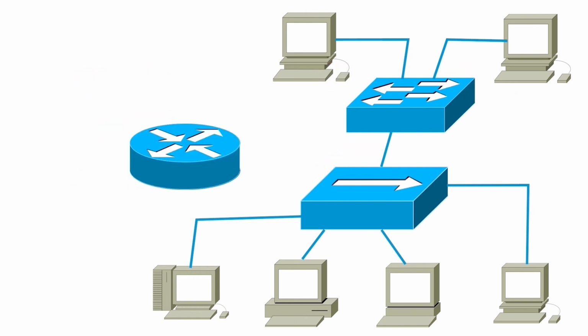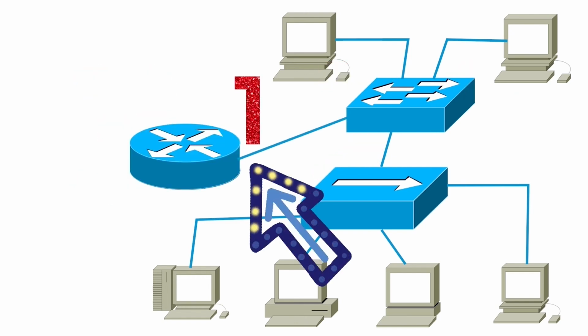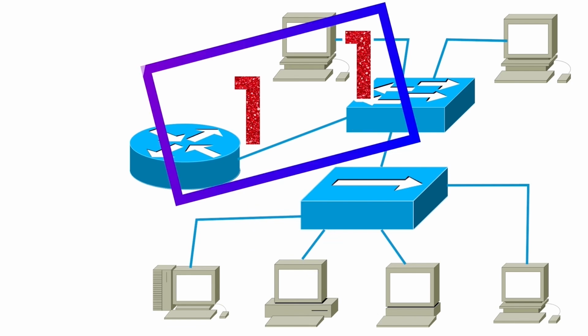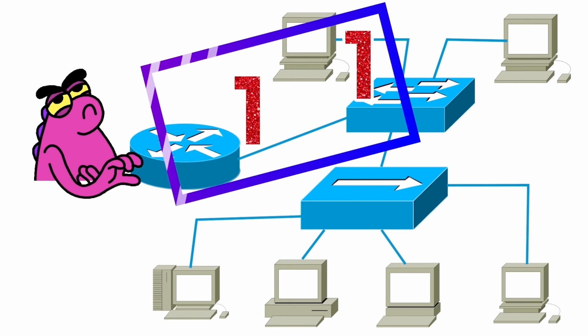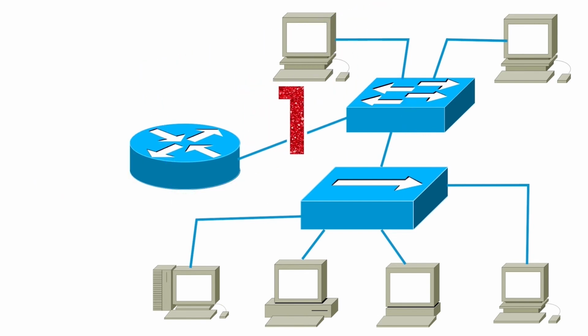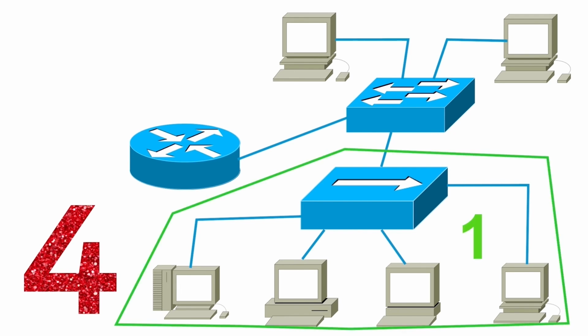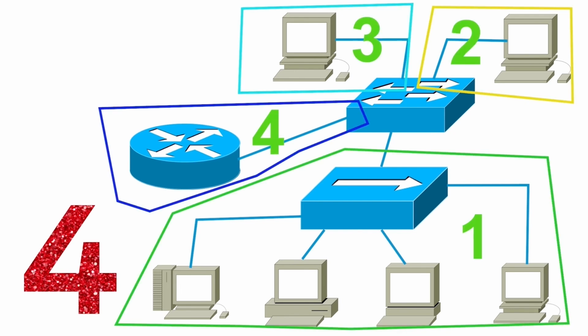Now add a router to this network. A router port creates a single collision domain. A switch port also creates a single collision domain. Since connecting collision domains does not increase the total number of collision domains, we will count each only once. Now, this network has 4 collision domains. 1, 2, 3, and 4.